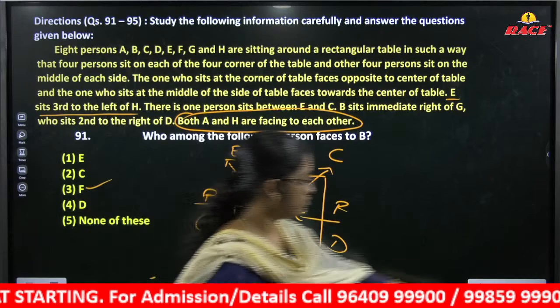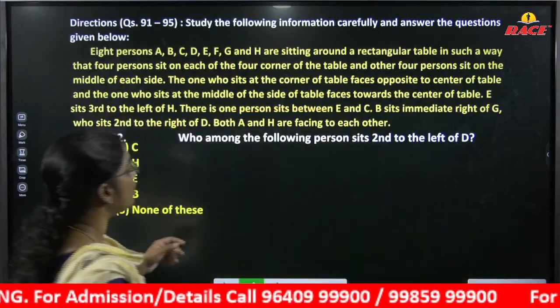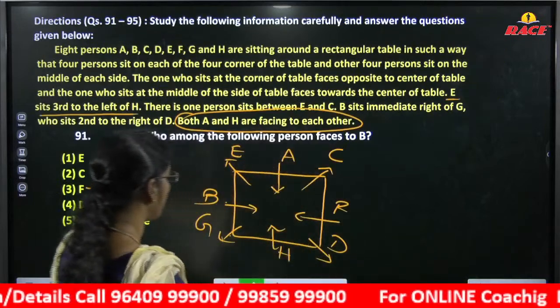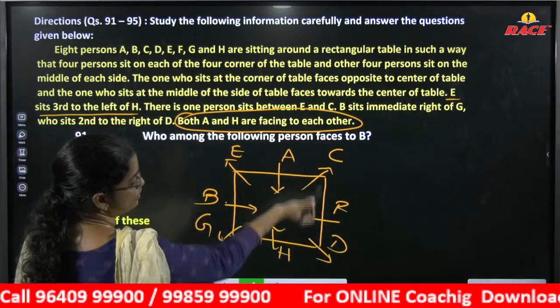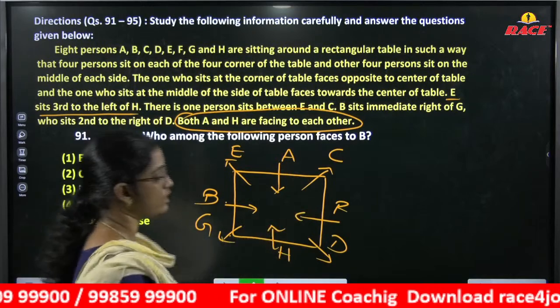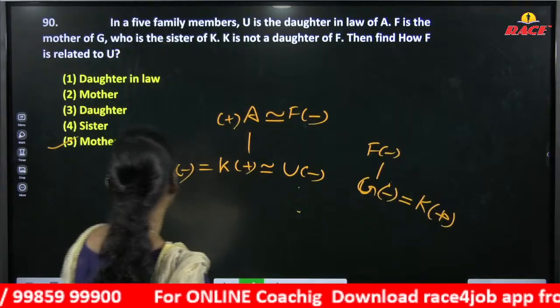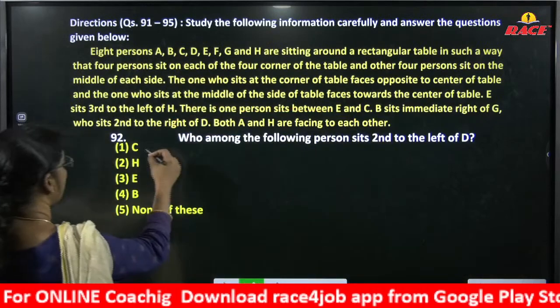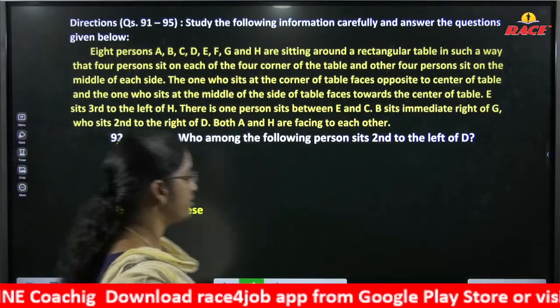Then in the next question, who among the following persons sits second to the left of D? Second to the left of D. So this is the left side of D. First left, second left. So that person's name is C. Sorry, the person's name is C. So that means the answer is option 1.